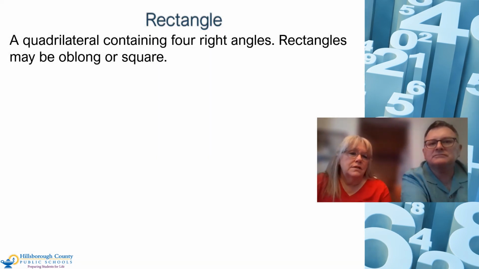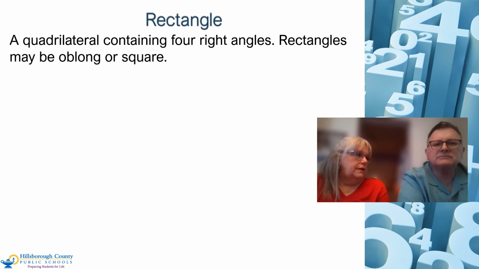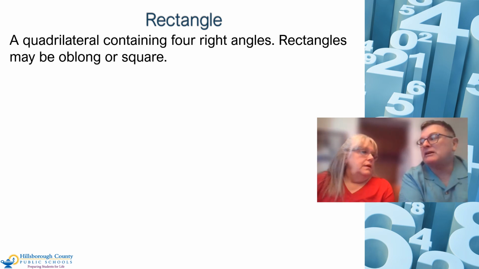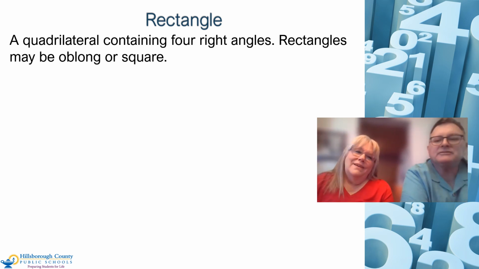The next shape is a rectangle. The defining attribute is a quadrilateral containing four right angles. What does it mean by oblong? Oblong means two sides are longer than the other two sides. Okay, because some may not have heard that vocabulary word before.